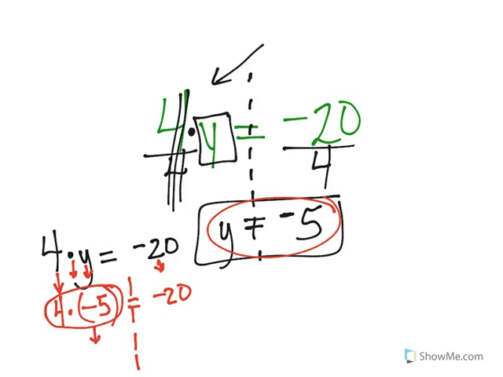4 times negative 5, when I have a positive and a negative, my answer is going to be negative. So negative, and 4 times 5 is 20. And on this side of the room, I have negative 20. So yes, both of my rooms are equivalent. My balance beam is equivalent.